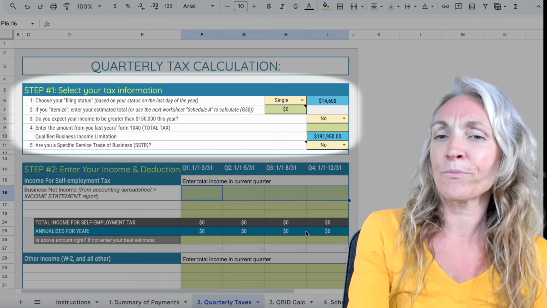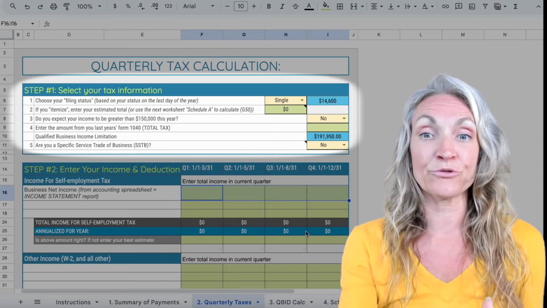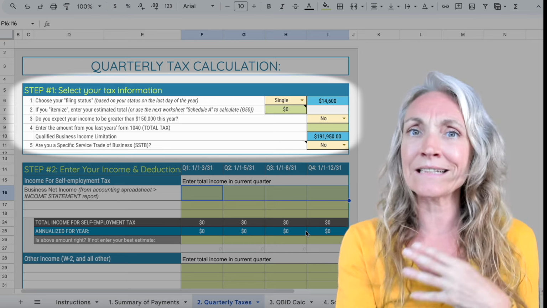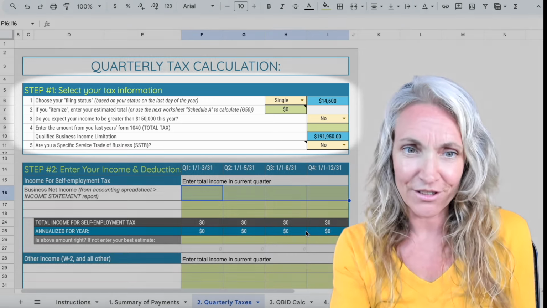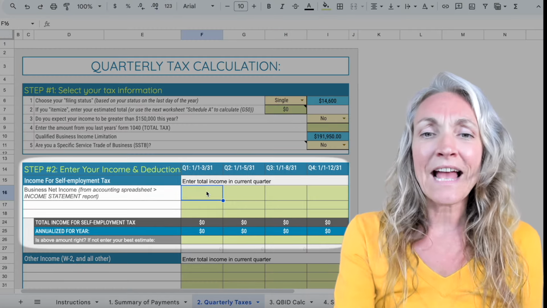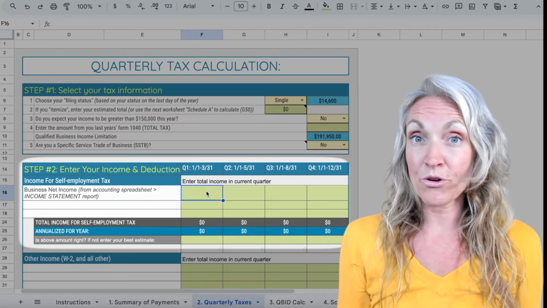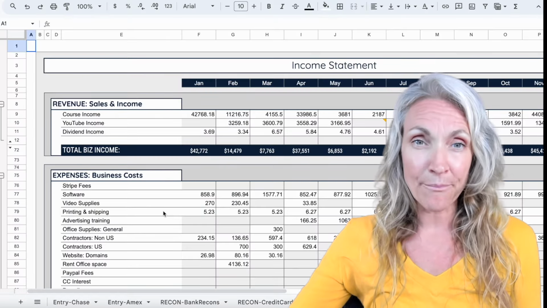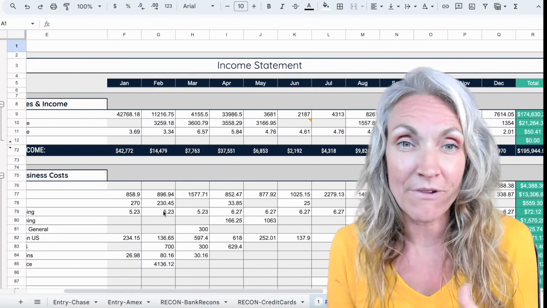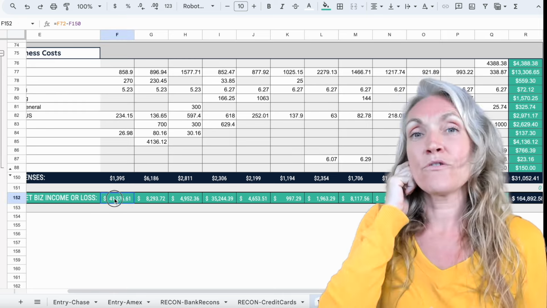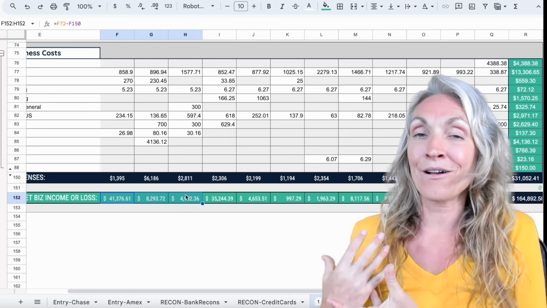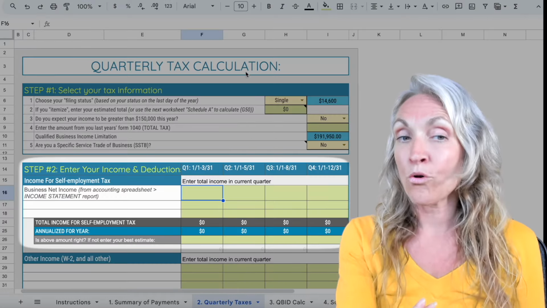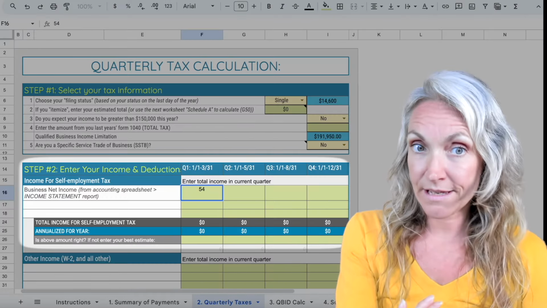Okay, so you fill out your basic information from your tax return so that we can do the calculation, because that's what we're doing here, a mini tax return calculation. This is where you're going to enter your income from your business that's subject to self-employment tax. And I'm going to jump over to my accounting record, which you can see right here. And you can see you'll just take your net income from here and put it in for the quarter over on our quarterly tax calc.